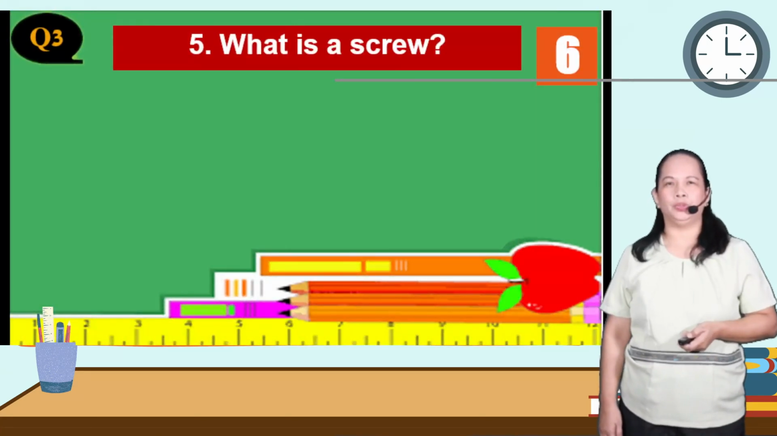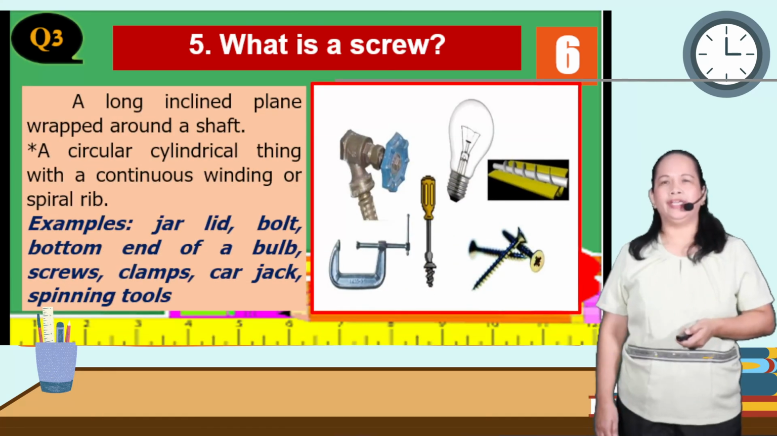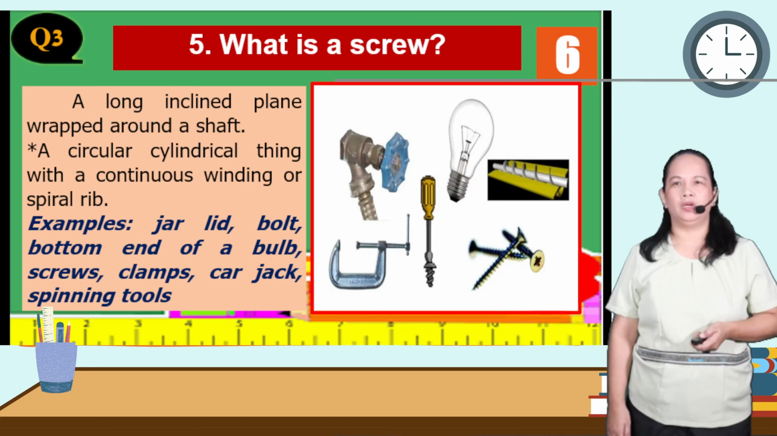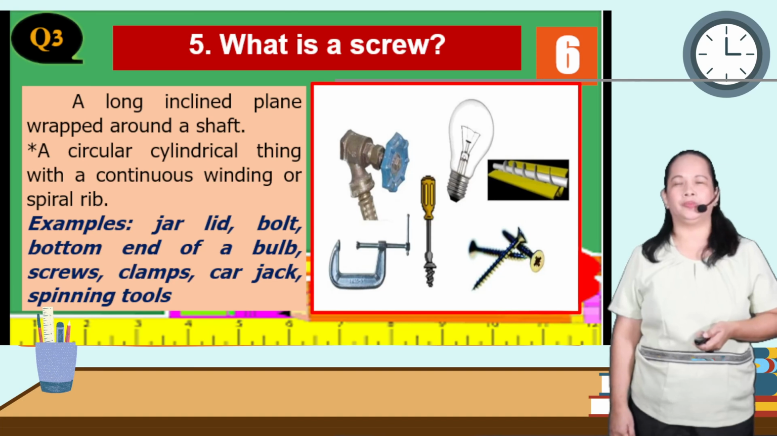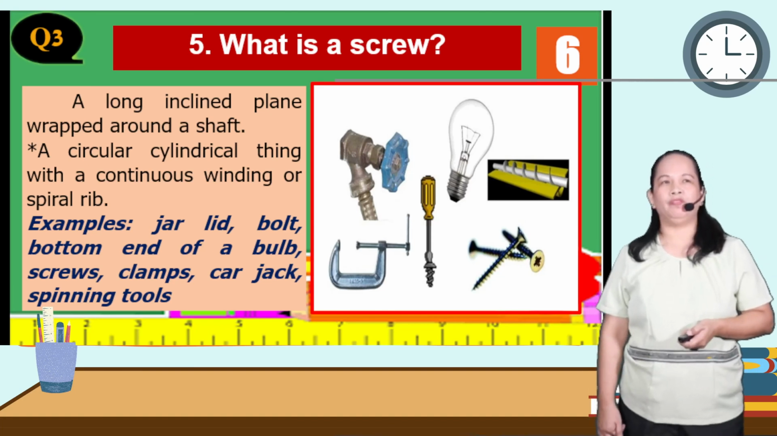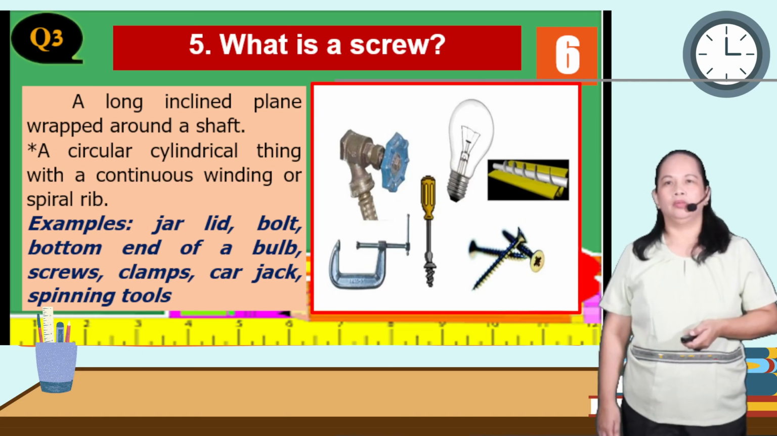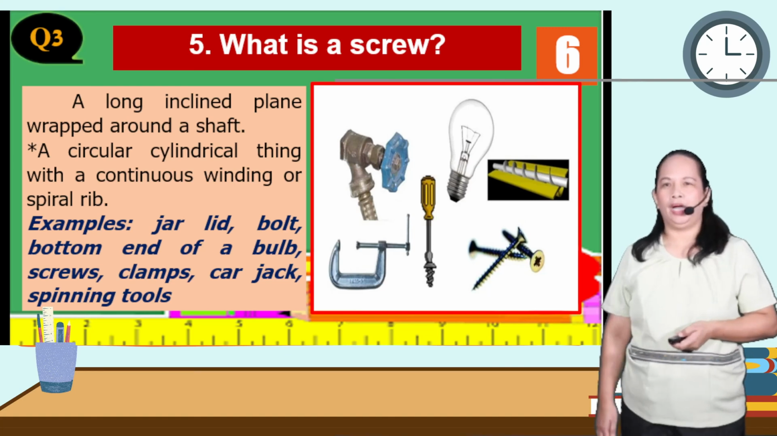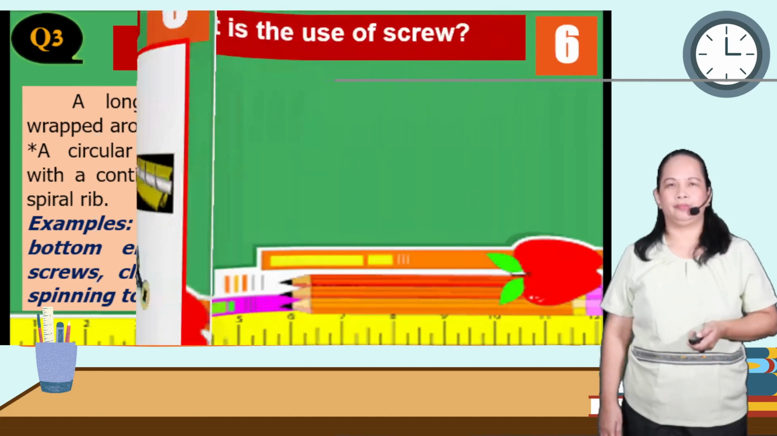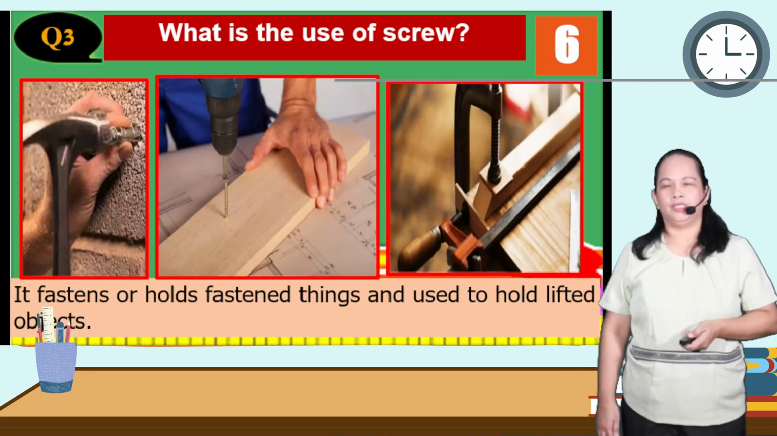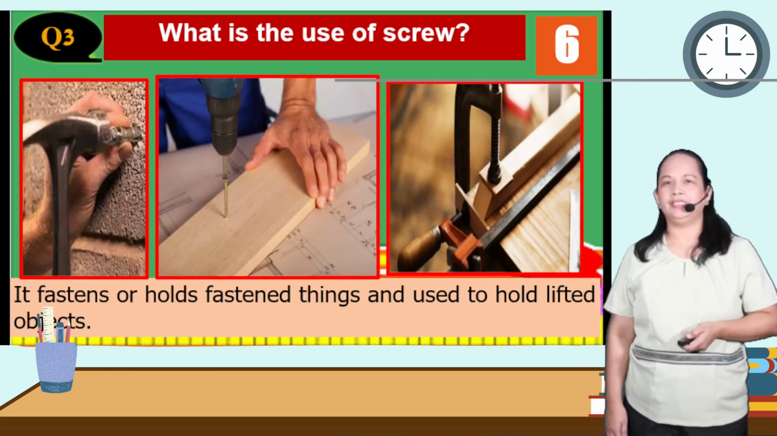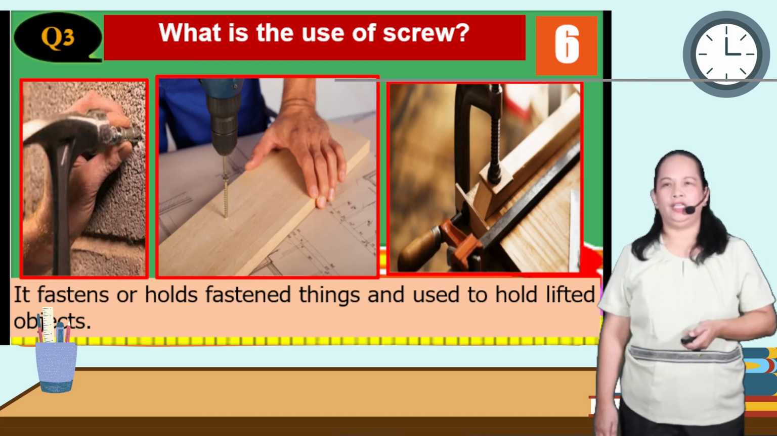Now, what is a screw? A long inclined plane wrapped around a shaft, a circular cylindrical thing with a continuous winding or spiral rib, is called a screw. Now, here are some examples of screw: the jar lid, the bolt, the bottom end of a bulb, the screws, the clamps, car jack, and the spinning tools. Now, what is the use of a screw? Okay, a screw fastens or holds things fastened and is used to hold lifted objects.